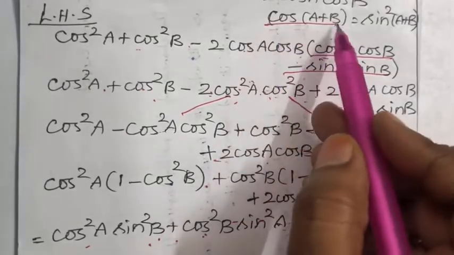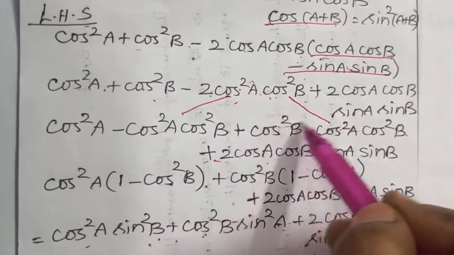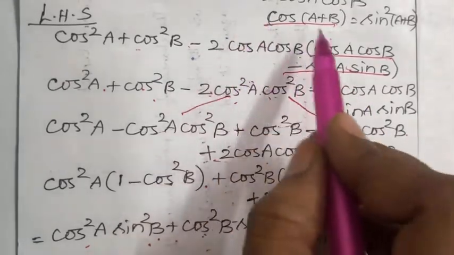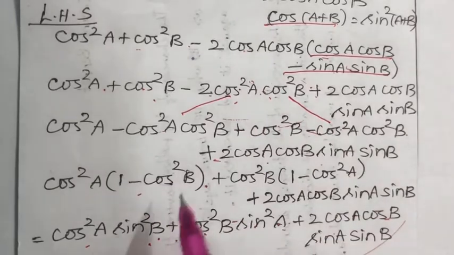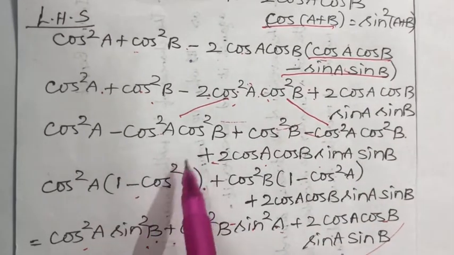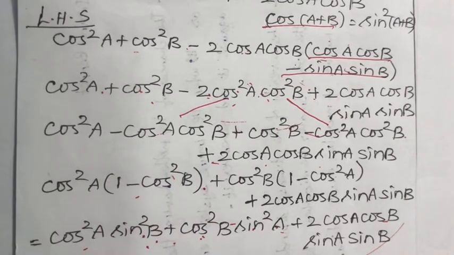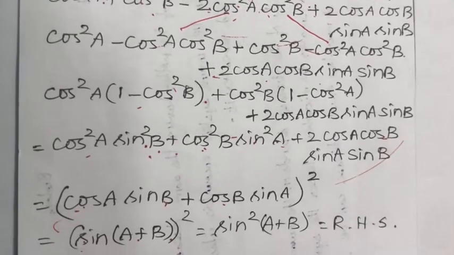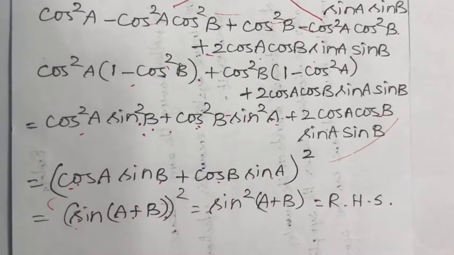What are we doing here? First, I am substituting the formula for cos(A plus B). Then I am splitting. Then we have to multiply it inside and then I am splitting this term. Then transforming the cos square B, isn't it? 1 minus cos square B is sin square B. And then we can write it in the form of the expansion of sin(A plus B), and we can write it as sin(A plus B) the whole square.